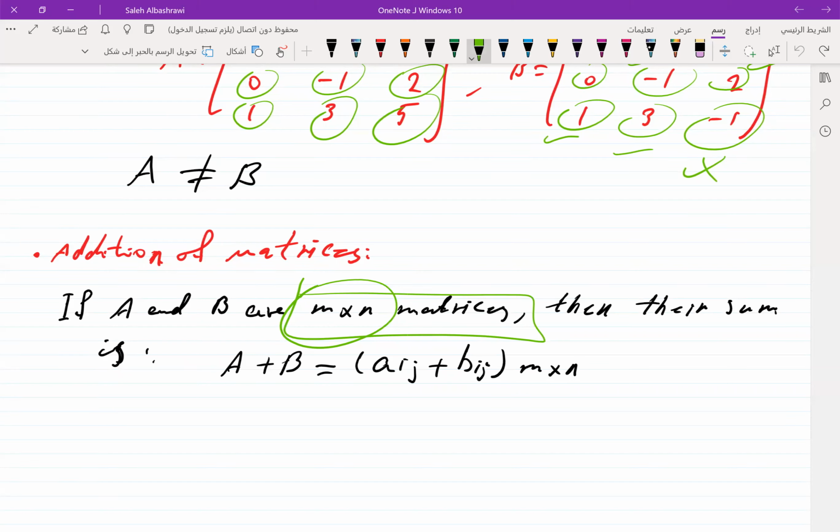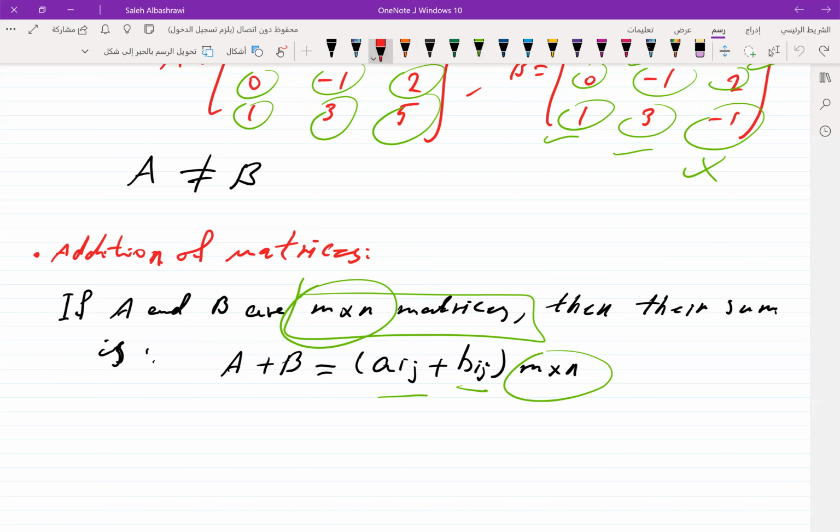And the sum, Aij plus Bij, means that we are adding the elements in the same position. So like we are putting the two matrices over each other and looking for the same position of the element, and we add them together. And the final answer will be a matrix of the same size, M by N. There is no change in the size of the sum. If we add two matrices with the same sizes, we will have a matrix with the same size.